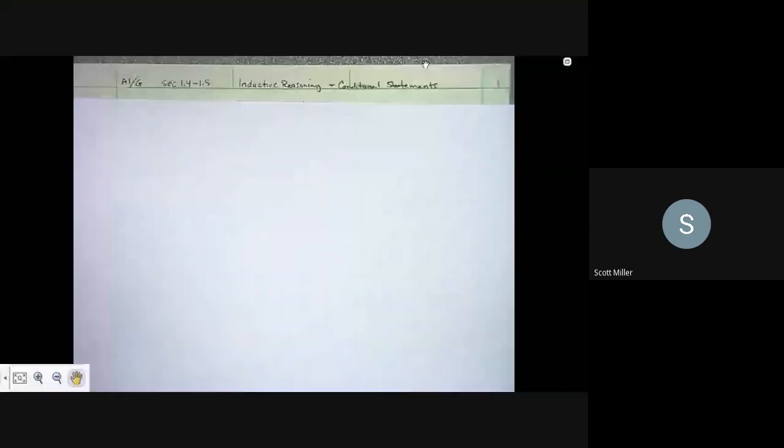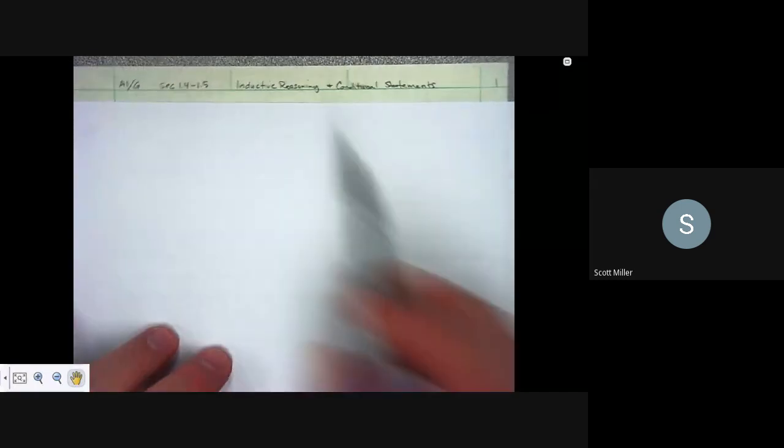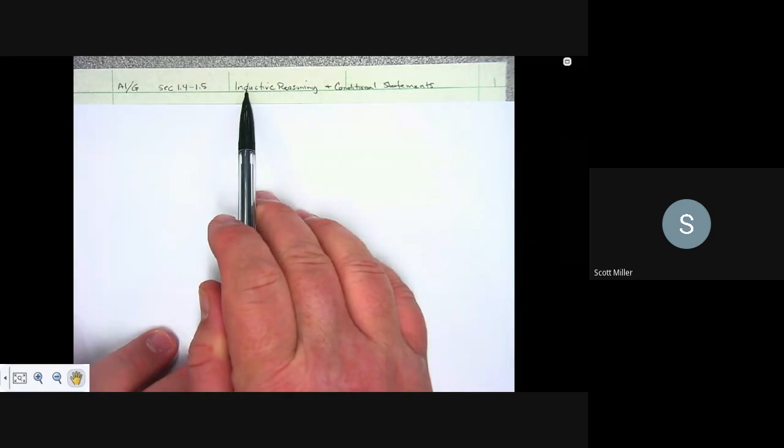So today we're going to be looking at sections 1.4 and 1.5. 1.4 is inductive reasoning, and 1.5 is conditional statements. So what are these things?